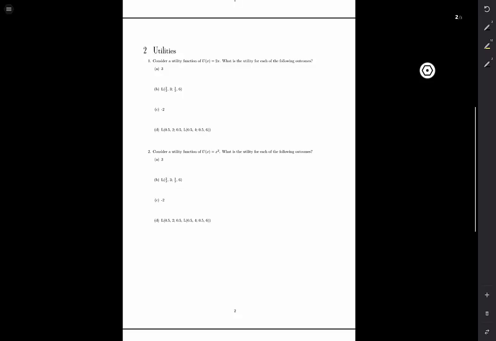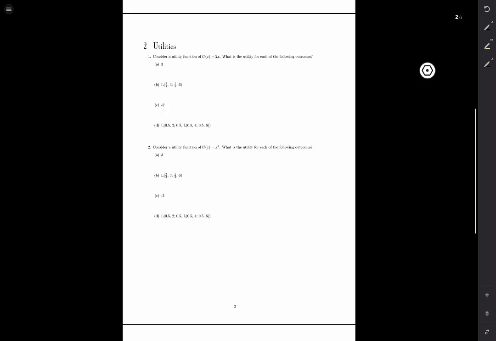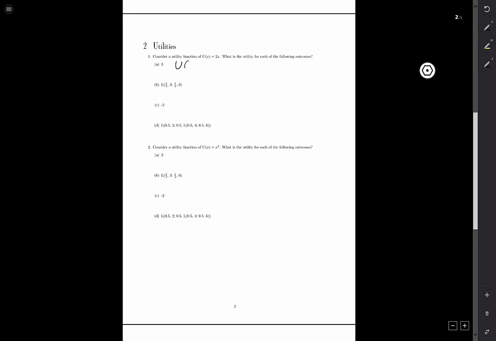Okay, so now we're going to do some work with utilities. In this problem, they say consider a utility function u of x equals 2x, and they want us to calculate the utility for varying values of x. So for a, it's pretty simple. We do u of 3 equals 2 times 3 equals 6.